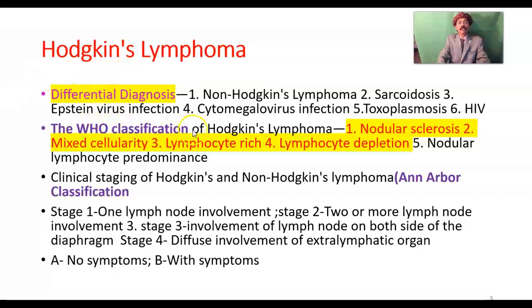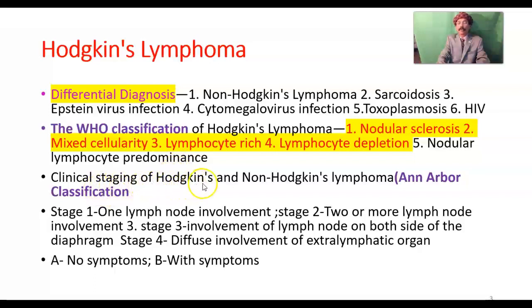The WHO classification, WHO meaning World Health Organization, of Hodgkin's lymphoma is: number 1, nodular sclerosis; number 2, mixed cellularity; number 3, lymphocyte rich; number 4, lymphocyte depleted. These four are called classic Hodgkin's lymphoma. We have another type, non-classic Hodgkin's lymphoma, that is nodular lymphocyte predominance.